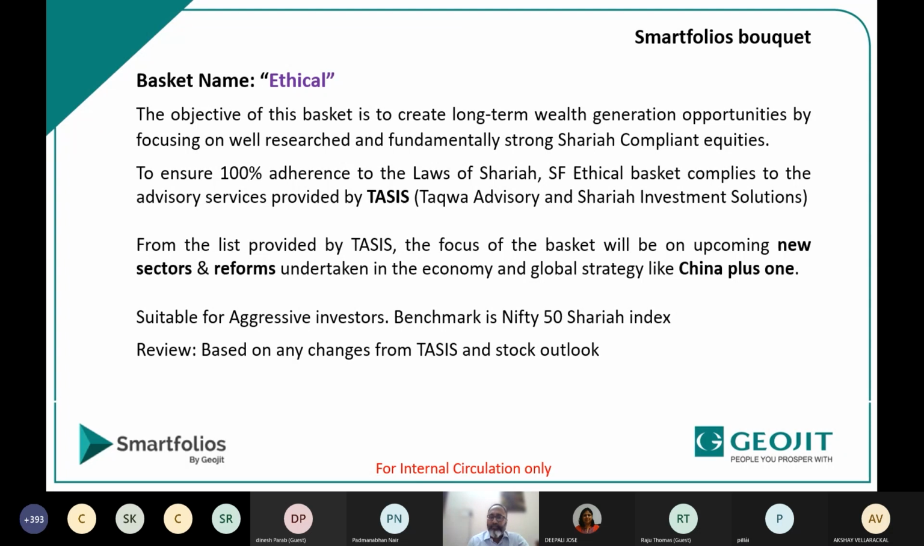The benchmark is the Nifty 50 Sharia index, and review is ongoing. It is based on any changes from TASIS, or it could be because of any changes in the stock outlook. In fact, we are planning a rebalancing shortly in this Ethical basket because of a change in the stock outlook of one particular member of that basket. So this is the Ethical basket, which is also Sharia compliant.